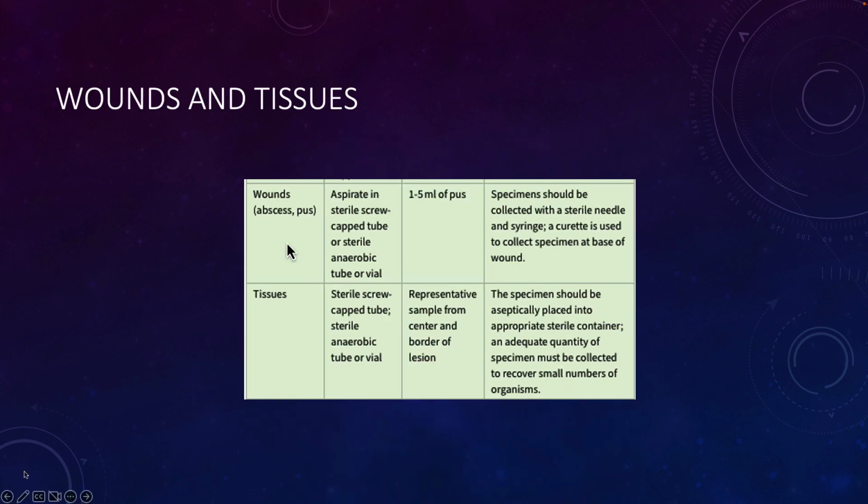If a patient has a deeper wound, like an abscess, you can try to culture aerobically. It could be potentially an anaerobic infection. Again, sample with a sterile needle and syringe. If your patient has kind of a big tissue infection, you could always take a sample of that lesion from the center and then from the edge to try to recover organisms.